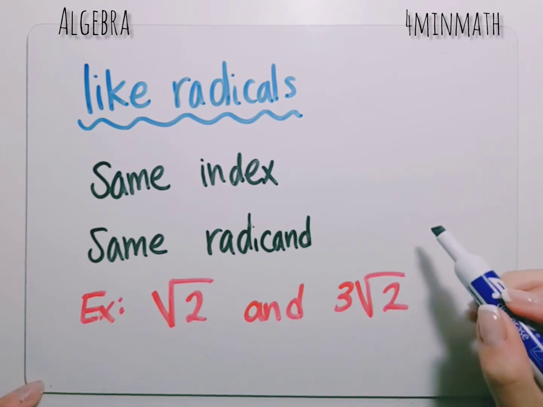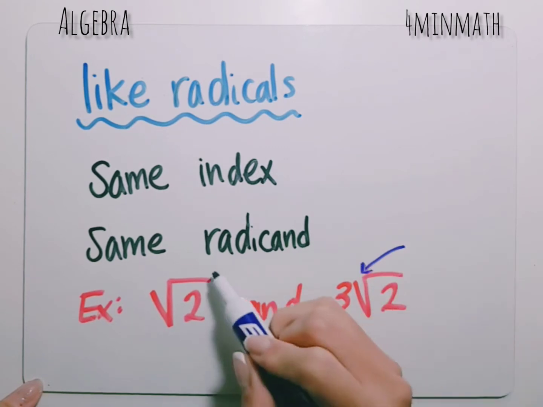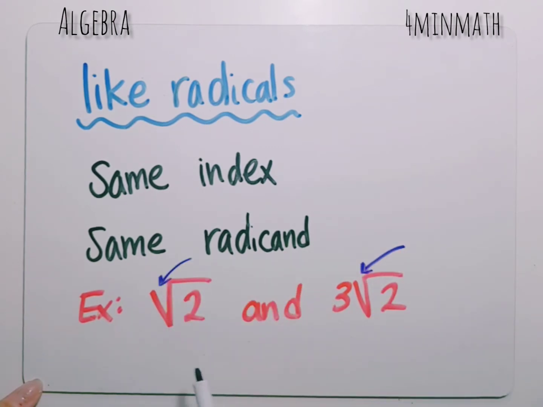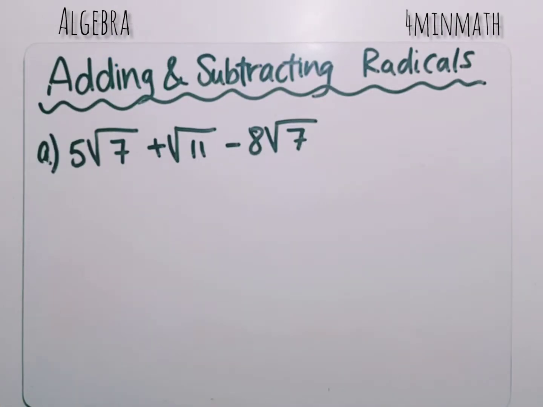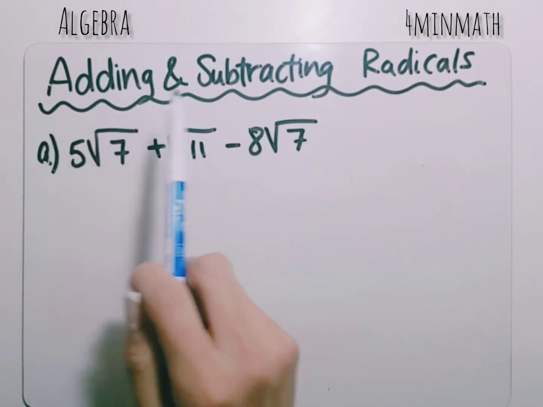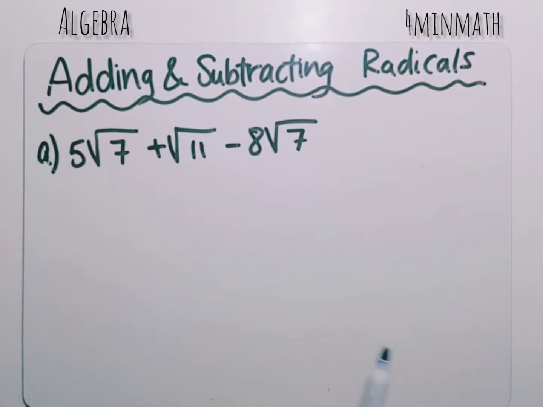Why? Because we have the same index, which is a square root, not a cube root, and a square root. And then what's inside here, which is the radicand, is 2. They're both 2's. So in this case, we can add or subtract the following radicals. Let's look at a few examples where you can add and subtract radicals together.